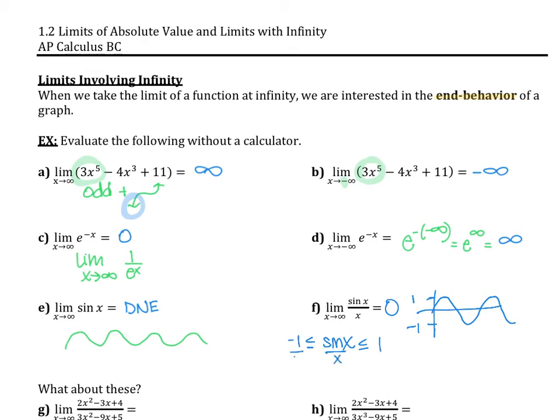So if I divide everything by x and then look at each of these limits, if I look at the limit as x approaches infinity of negative 1 over x, I get 0. And if I look at the limit as x approaches infinity of 1 over x, I also get 0. So therefore, the limit as x approaches infinity of sine of x over x, right here, has to be between 0 and 0. What falls between 0 and 0 is 0.